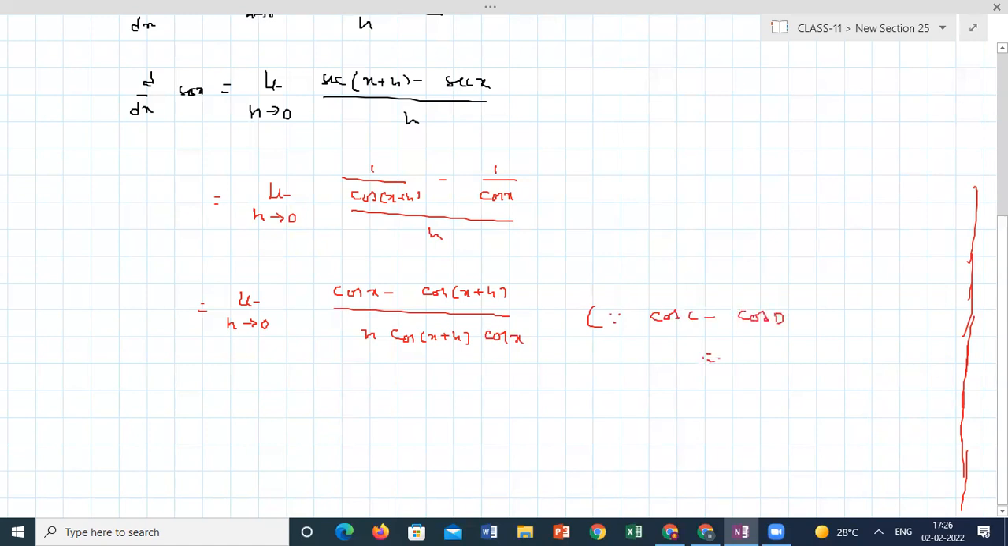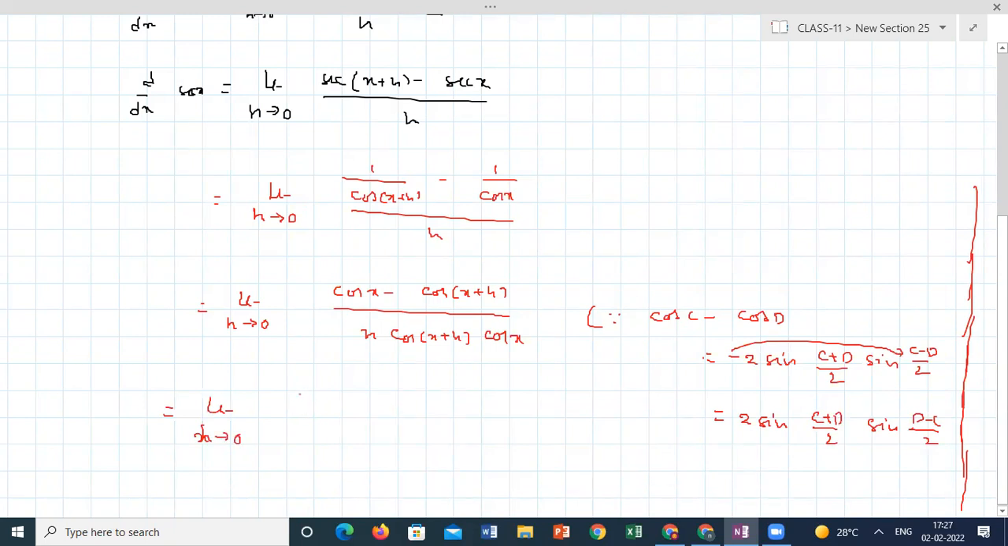Can anyone give what is the cos c minus cos d formula? Just check the textbook and let me know what the cos c minus cos d formula is. It is minus 2 sine of (c plus d) by 2 into sine of (c minus d) by 2. Agree? Or you can write 2 sine of (c plus d) by 2 into sine of (d minus c) by 2, if I'm taking this minus inside. Anything is fine.